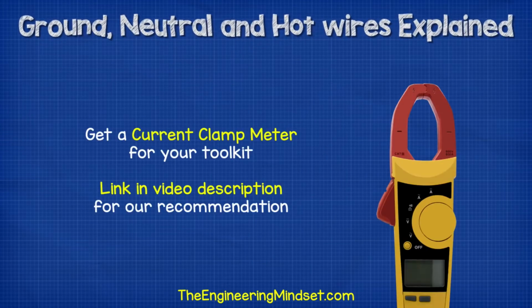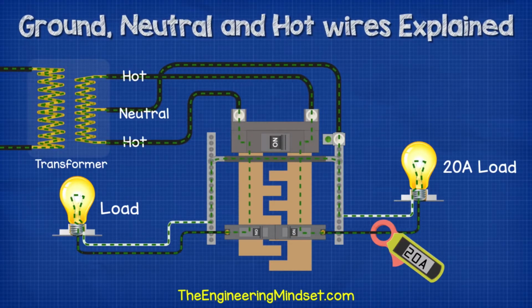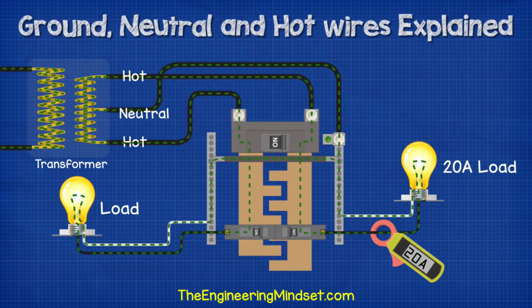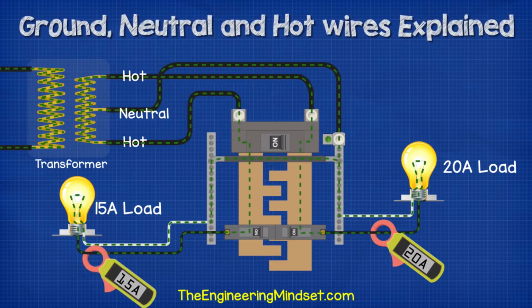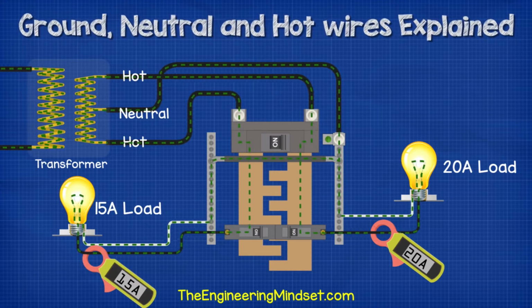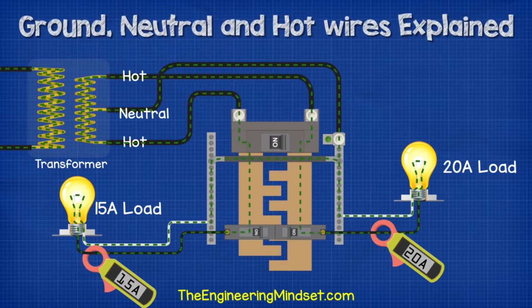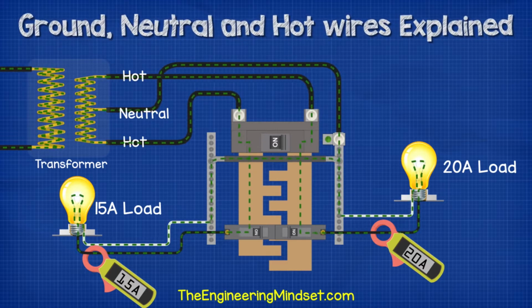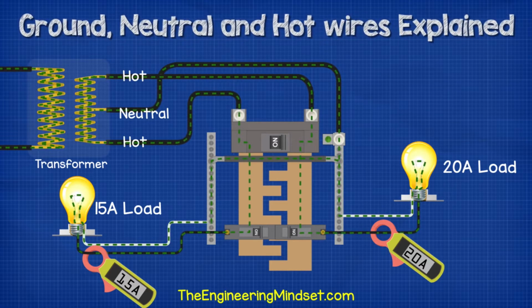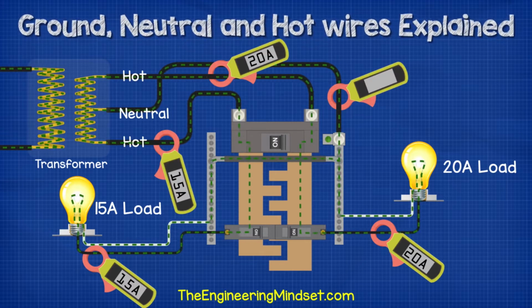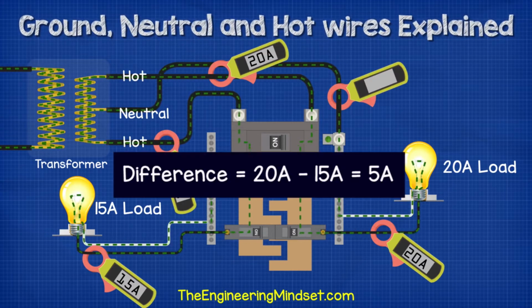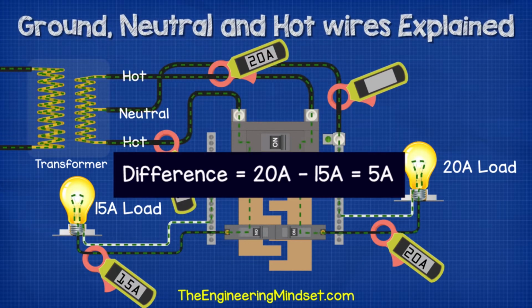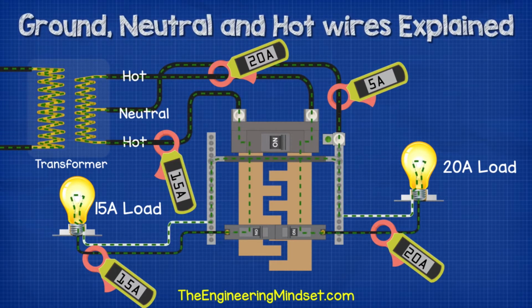We can measure the current in a cable using a current clamp meter. Now, if we have another load on our other half of the coil, and the load is a different value, say for example just 15 amps, then the neutral will only carry the difference between these 2 values back to the transformer or back to the electrical source. So in this case, one side we have 20 amps and the other side we have 15 amps. So the difference between these is 5 amps.